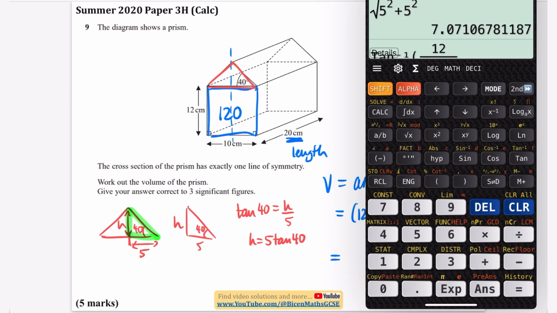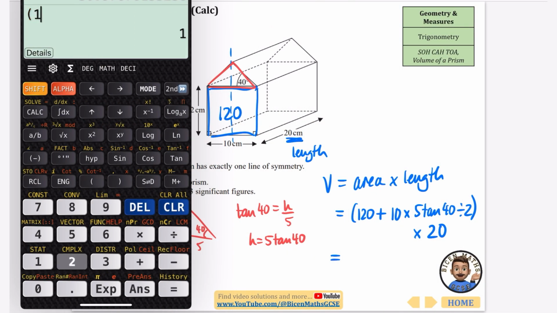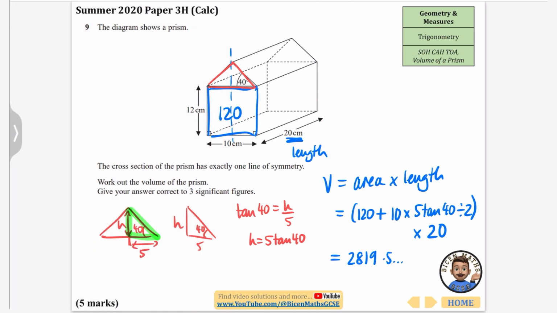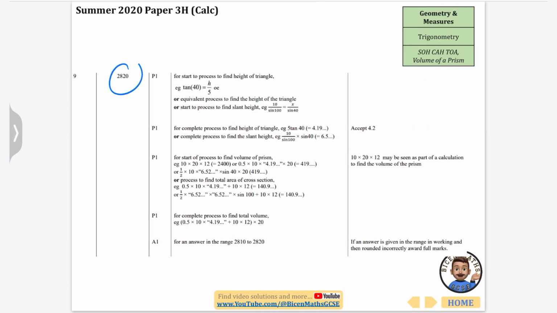So for the sake of speeding this up a bit, I'm going to do this all in one single calculation. I'm going to do the 120 plus the triangle, which is 10 times 5 times tan 40 divided by 2. So that's the area of the cross-section. I'm going to multiply that by 20. And I get the answer 2819.5, but it wants it to 3 significant figures. So 3 significant figures means the 9 is going to make that round up to a 2. So it is 2820 centimetres cubed, which we have here.